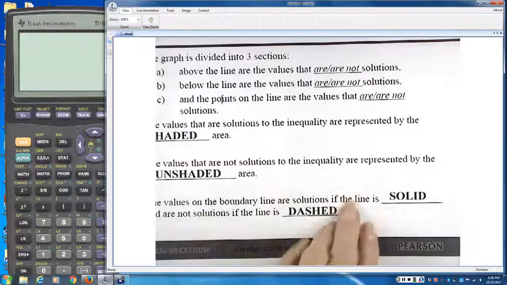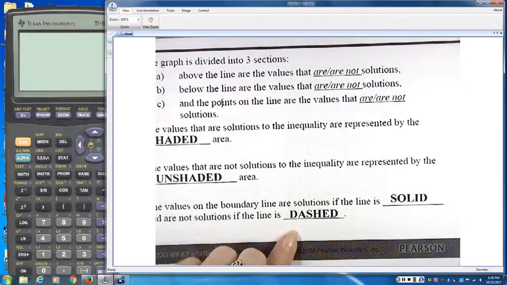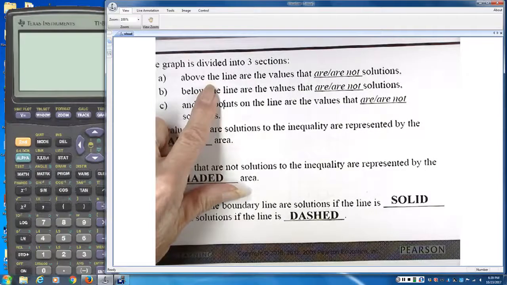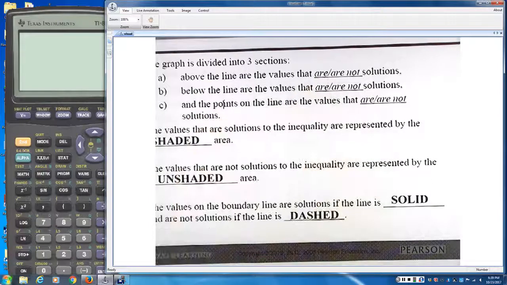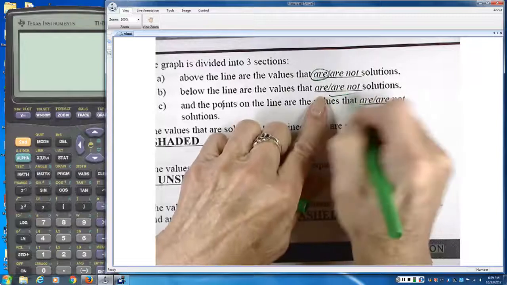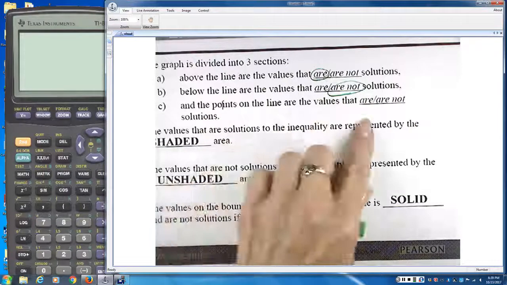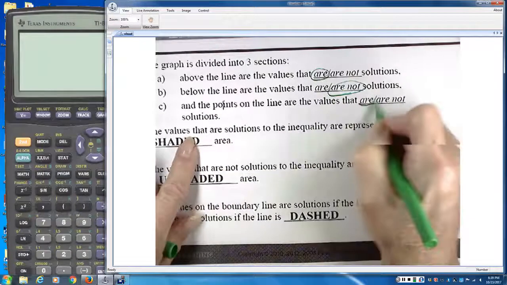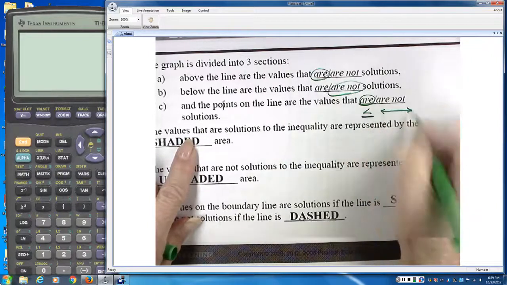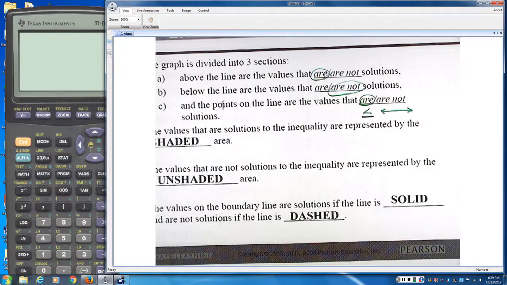And these are just what I've told you. This is just a summary of what I told you before. The graph is actually 3 sections. Above the line are the values that, in this particular one, is where there are solutions. Below the line was where there are not solutions. And the points on the line are values that actually are solutions because we used a solid line. So they're actually part of the solution. The points on the line are part of the solution.